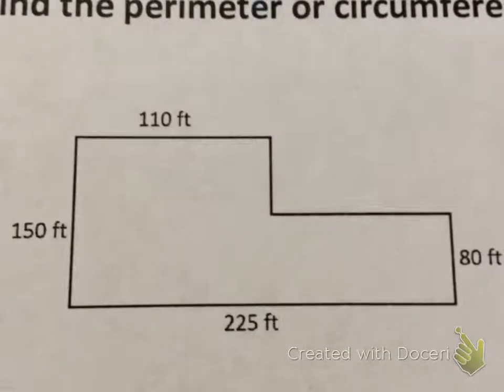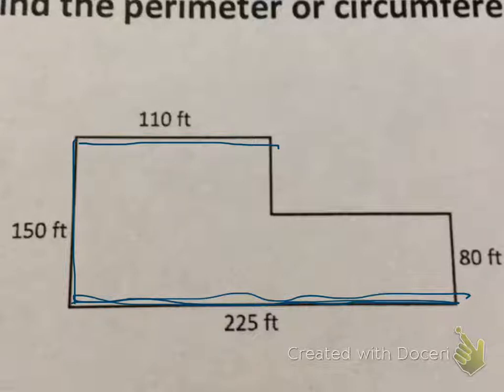So let's go and actually do some math now. So this says find the perimeter or circumference and then find the area. So this one's definitely a perimeter because the only time we find circumference is on a circle. So I'm going to just make sure that I have all of my sides marked. So I know that 150 is this side from here to here. I know 110 is this side from here to here. I know 225 is from here to here. And I know that 80 is from here to here, but I'm missing this piece right here.